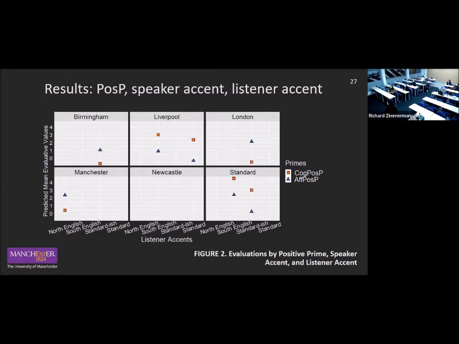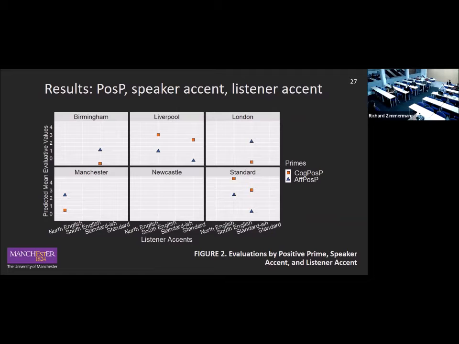So these are the results for the positive part of things. So you have the cognitive positive prime and the affective positive prime. You have the speaker accents here. Nothing significant here, that's why it's empty. You have, again, the means. And here, the only difference is, because this is a three-way interaction, you also have the listener accents.